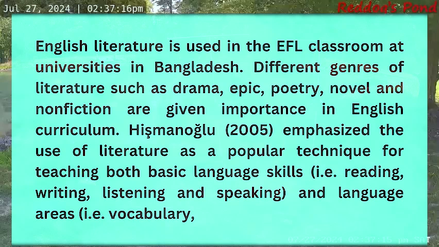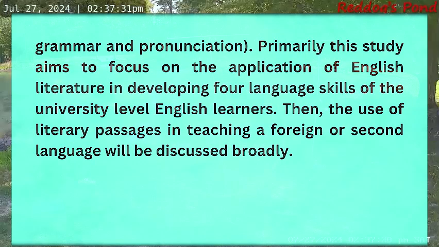Hishmanoglu, 2005, emphasized the use of literature as a popular technique for teaching both basic language skills, i.e., reading, writing, listening, and speaking, and language areas, i.e., vocabulary, grammar, and pronunciation. Primarily, this study aims to focus on the application of English literature in developing 4 language skills of the university-level English learners. Then, the use of literary passages in teaching a foreign or second language will be discussed broadly.